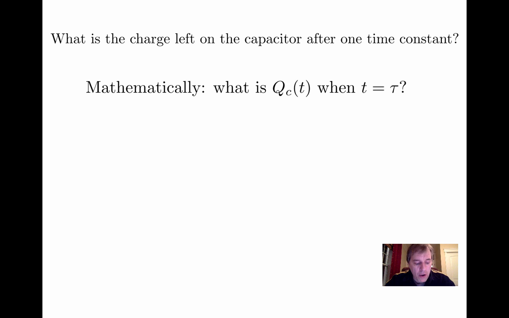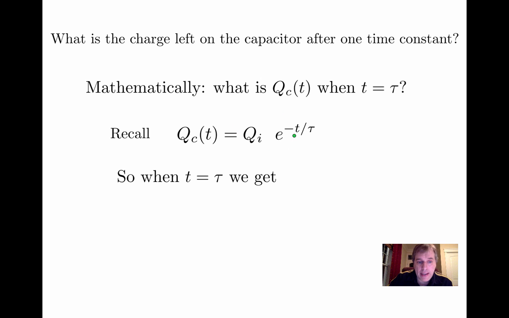In equation, that means the following statement. We're looking for the value of QC of t when time is equal to the time constant. So this is the time and this is the time constant. We want the value of QC of t when t is equal to tau. But we know the function for QC of t. QC of t is given by this. So we want to know what this is equal to when you set t equal to tau.